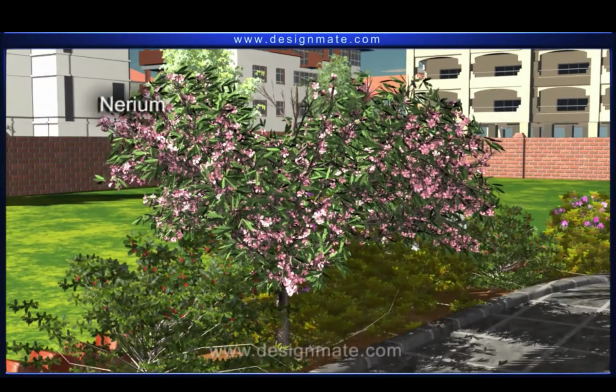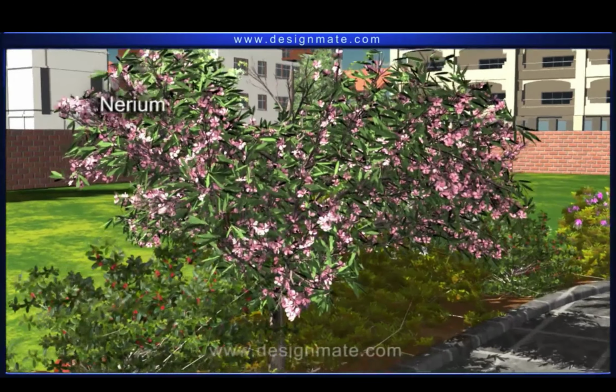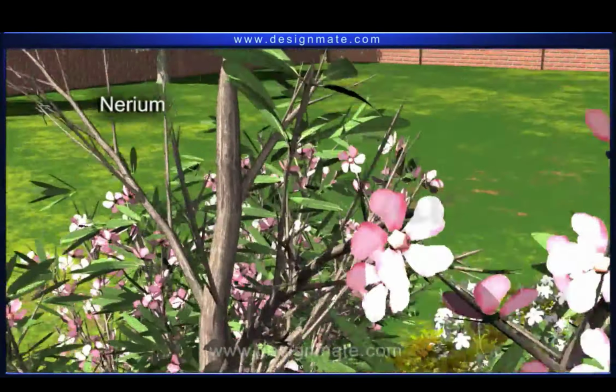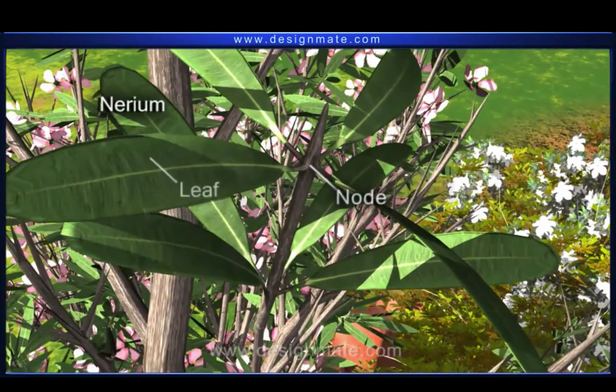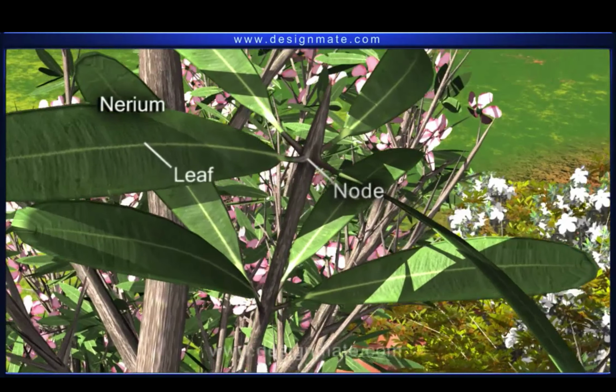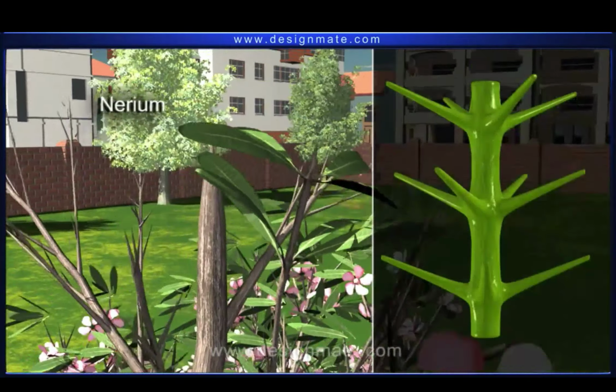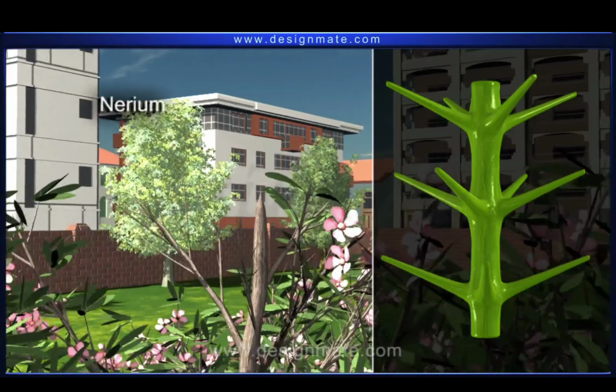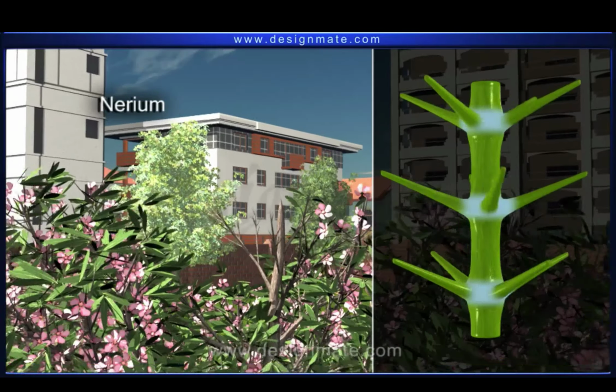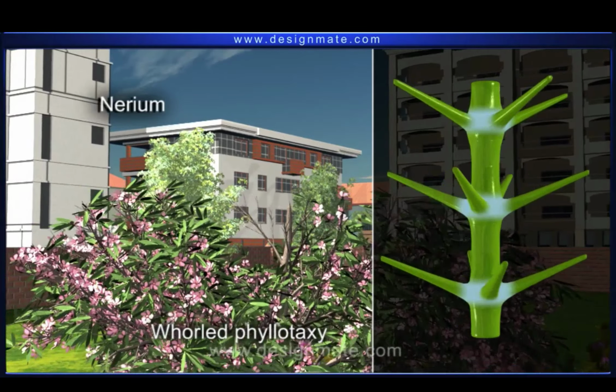If we now look at the nerium, we find that each node bears more than 2 leaves. If we represent them schematically, we can see that they are arranged in a whorl. This is called whorled phyllotaxy.